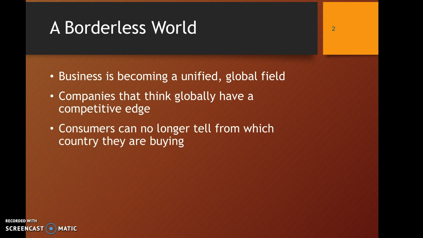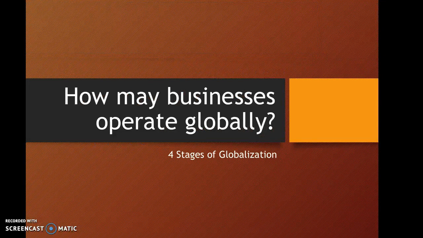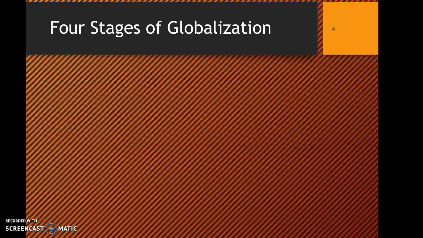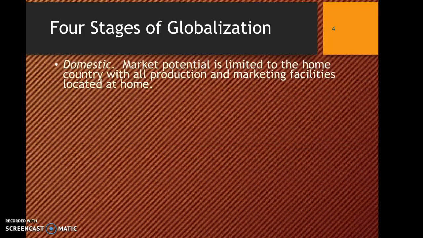Sometimes when we actually purchase, we may not be able to tell from which country we are buying because we don't actually know who is producing what we buy, adding to this borderless world that we're living in. So how may businesses operate globally? This is what's known as the 4 stages of globalization, and they are as follows.